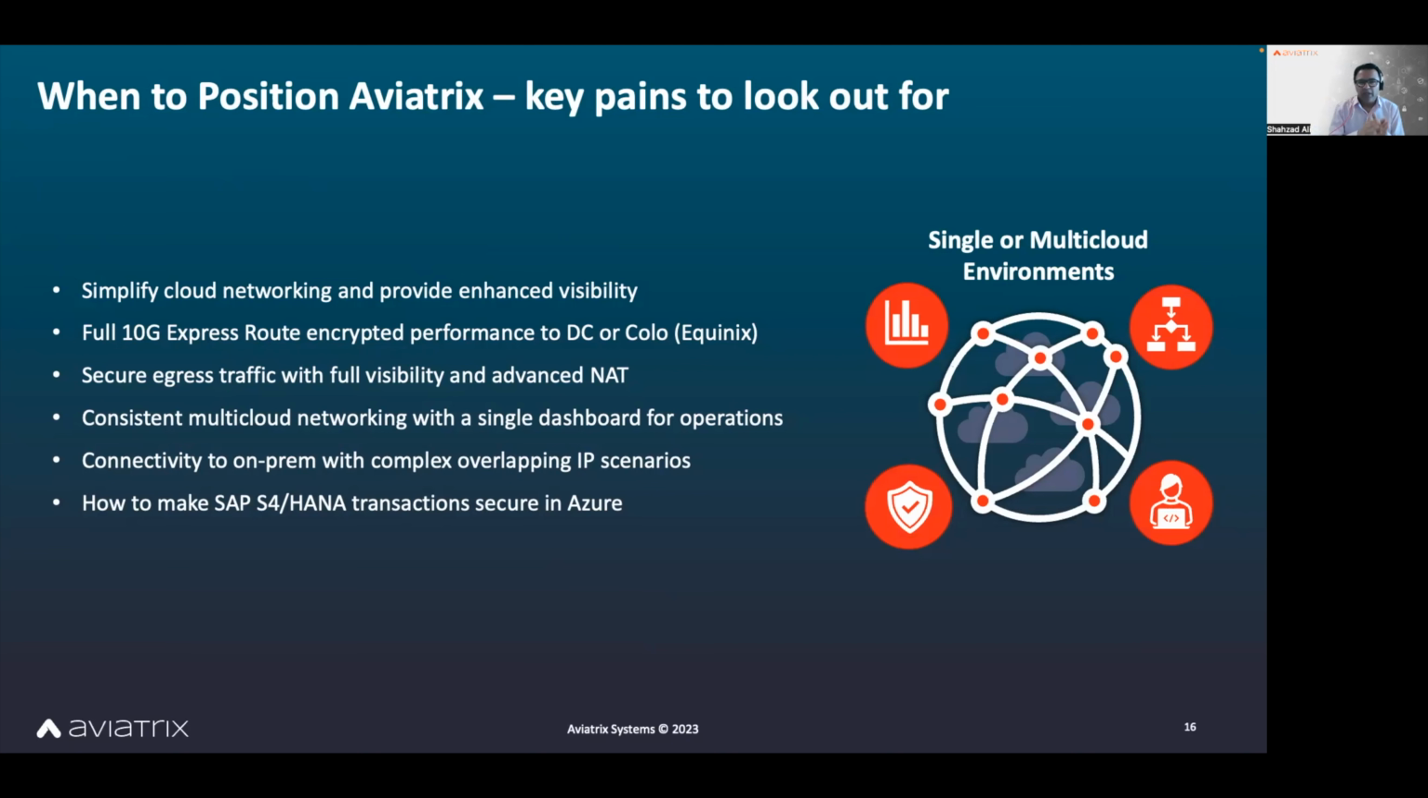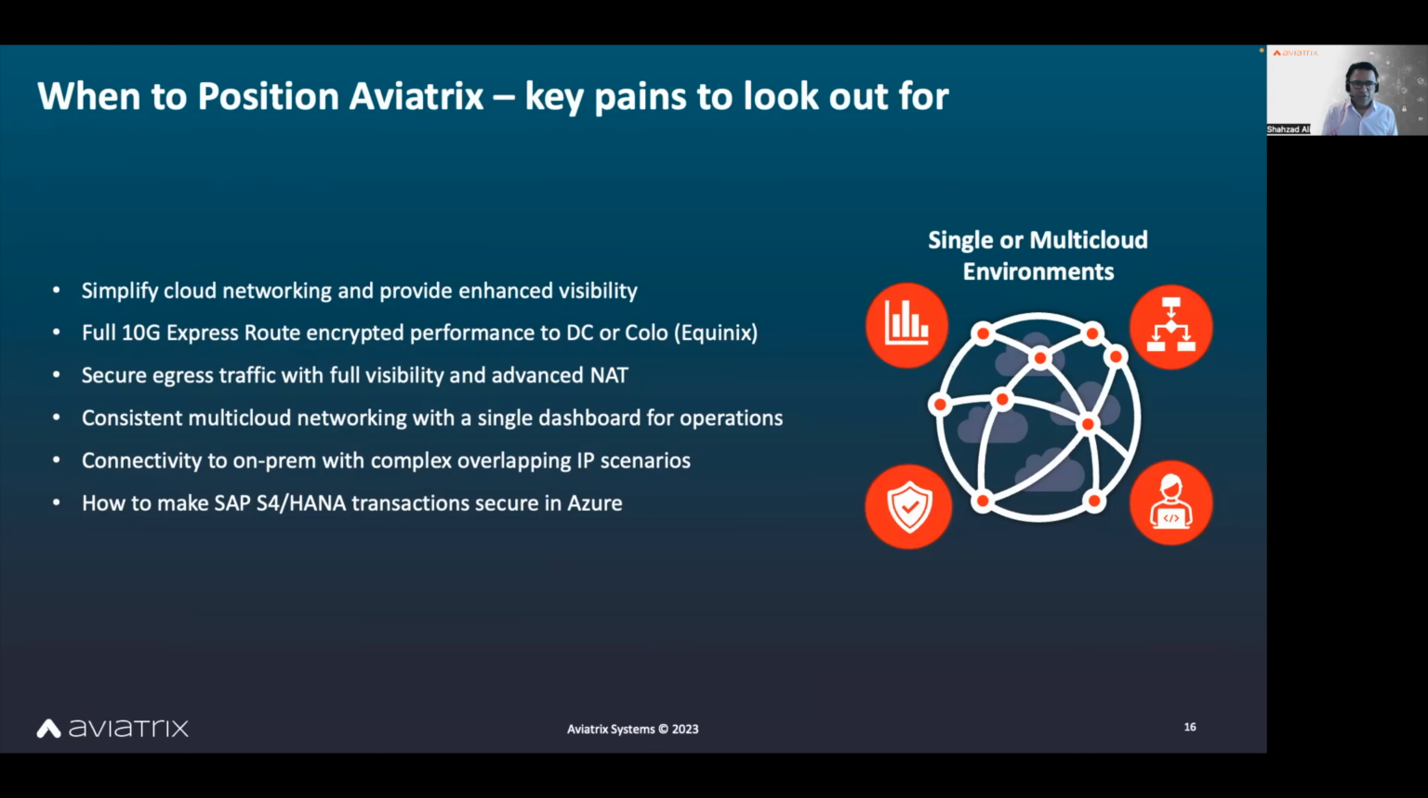When customers are deploying applications in Azure, they need to connect to the internet. Typically, customers would be using a NAT service, but the NAT itself is not a security service or a firewall. With Aviatrix Secure Egress, we provide full visibility and advanced NAT capabilities to those customers so that their internet egress traffic is protected. If a customer is operating in a multi-cloud situation, Aviatrix is the default choice for those scenarios because we provide consistent multi-cloud networking with a single dashboard for operations.